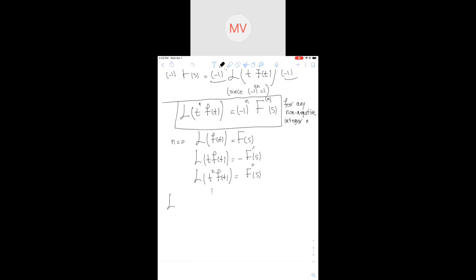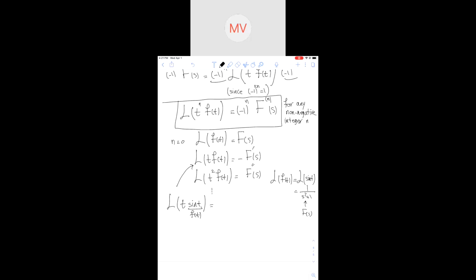Now, let's, for example, find the Laplace of t sine t. Okay. So we are applying this formula right here. And this plays the role of f of t. And it needs us to already know the Laplace of f of t, which is the Laplace of sine t. What is the Laplace of sine t? That's 1 over s squared plus 1, right? So in fact, this is our F of s.